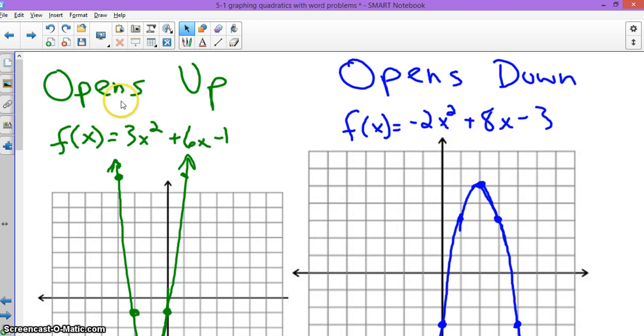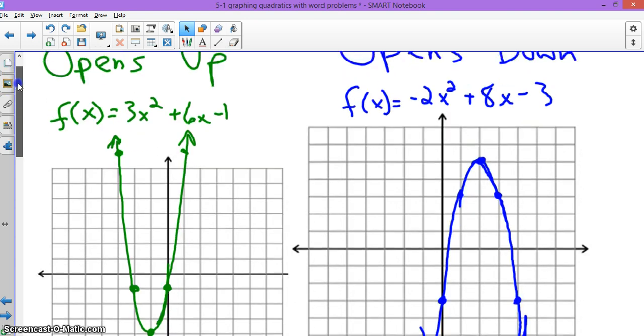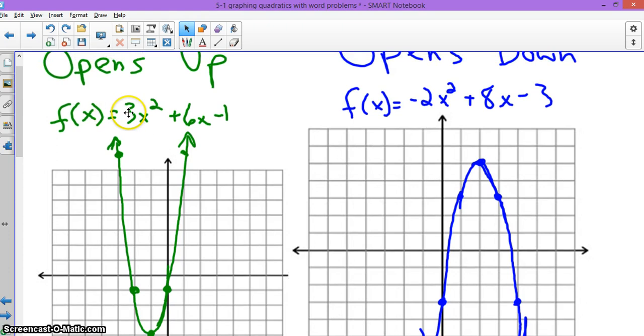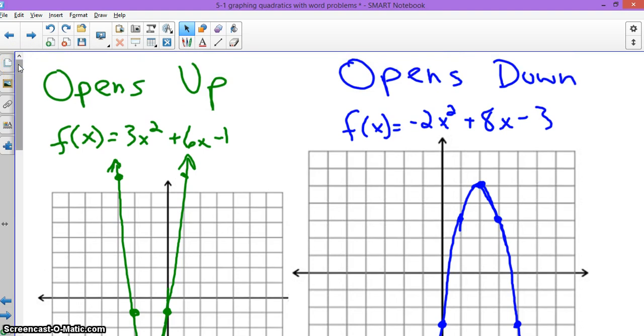But opening up, A is the thing that matters. If it's opening up, A is positive. If it's opening down, A is negative. So we've talked about that. So here I'm just reiterating what we talked about in class.